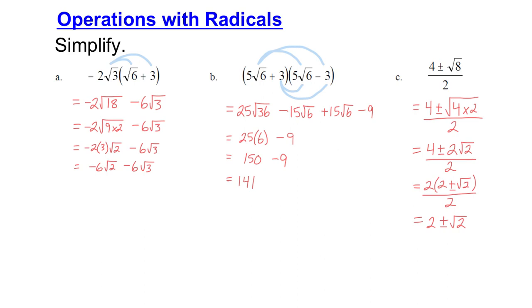If you have questions or you needed help or you're still not sure about operations with radicals and how to simplify these, you should pause the video and reach out before you move on.